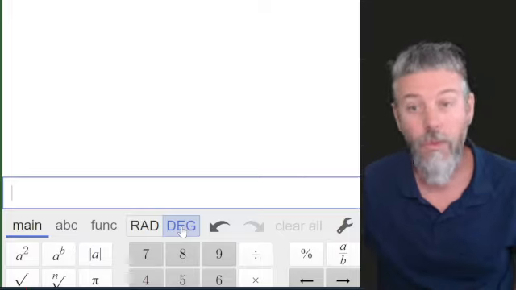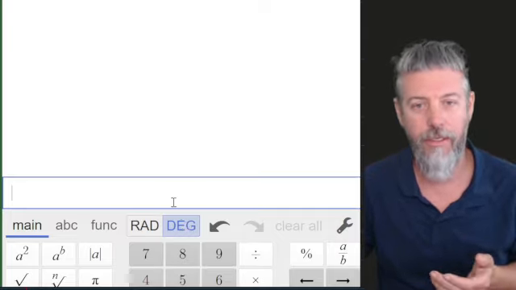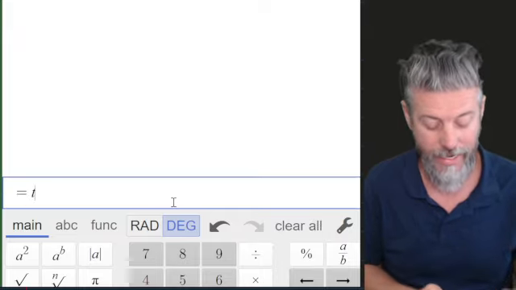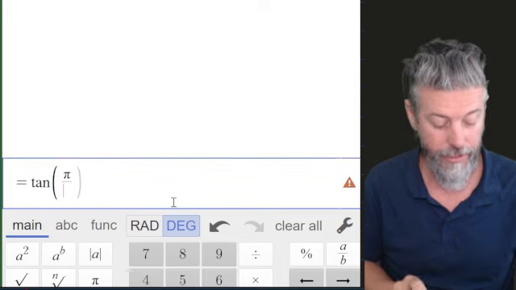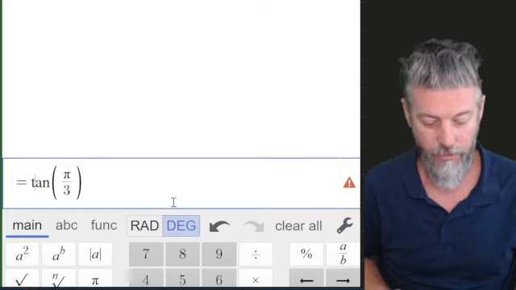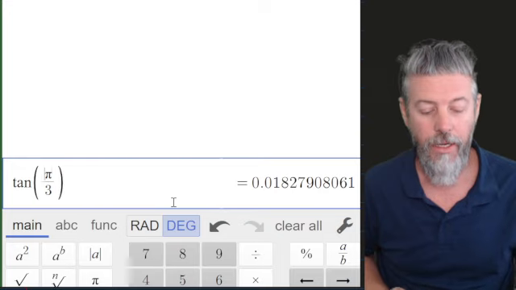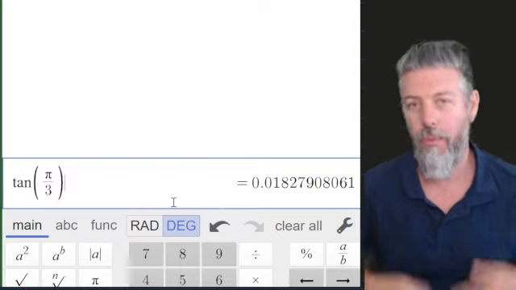So what does the error look like? So say I have degrees on my calculator and I say, hey, what does tan pi on 3 look like? We don't need an equals symbol there. We just need that. And I get this answer, 0.018. Okay, now what did we say the answer was?